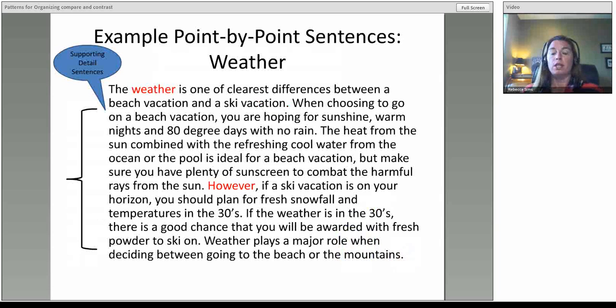So we start with a sentence that introduces this point. The weather is one of the clearest differences between a beach vacation and a ski vacation. It's like a little mini topic sentence introducing this point. Then we add in our sentences from our first category about the beach, when choosing to go on a beach vacation, and so on all the way down to this point. Now I add a transition word in. However, if a ski vacation is on your horizon, you should plan for fresh snowfall and temperatures in the 30s. So I'm showing that contrast between the weather on the beach versus the weather on a ski vacation.